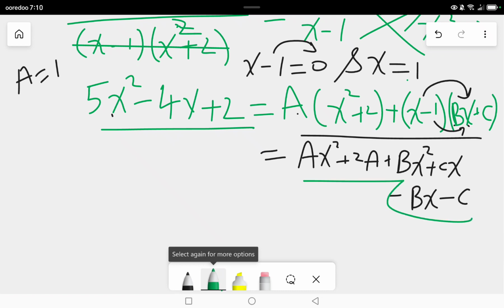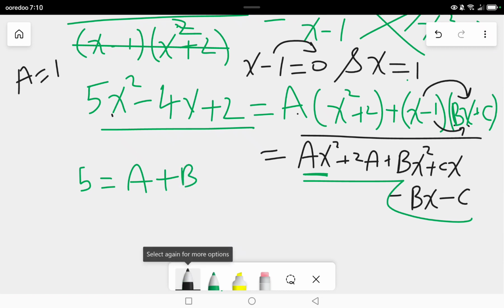Comparing the x square coefficient: on the other side it is 5, and on this side the x square coefficient is a plus b. So what is a? We already found it here. So 5 equals a, which is 1, plus b. So 1 goes to the other side as minus: 5 minus 1 equals 4. So 4 equals b. So I got b.